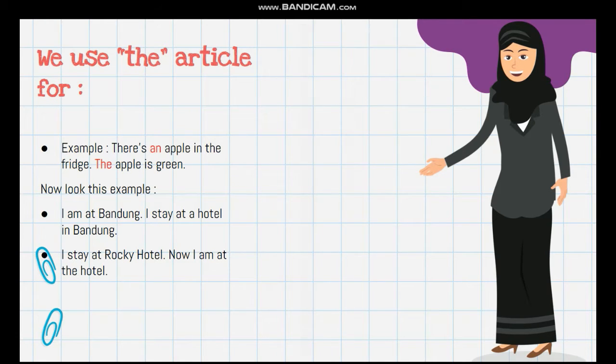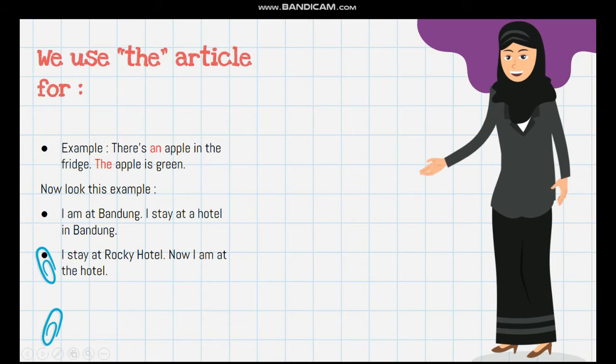Yes. Apple, after the word is apple. It starts with the vowel A, and it has a vowel sound. So when a word which has a vowel sound is preceded by the article "the", we must pronounce it "thee", not "thuh". So: the apple is green. If a word is preceded by "the" and the word has a vowel sound, it must be pronounced "thee".